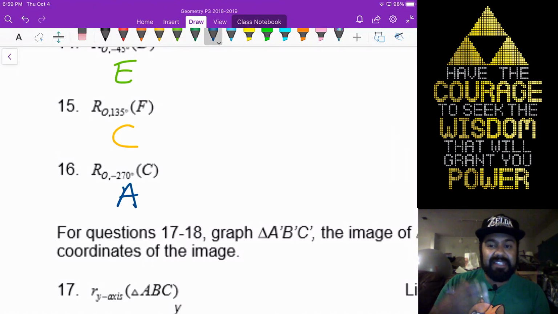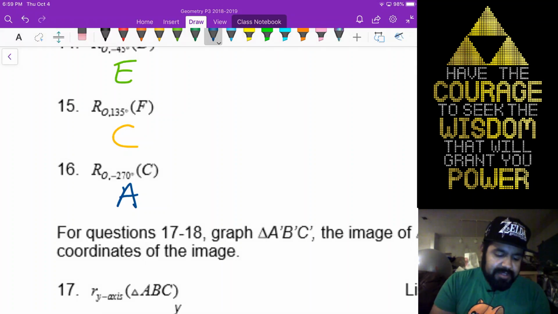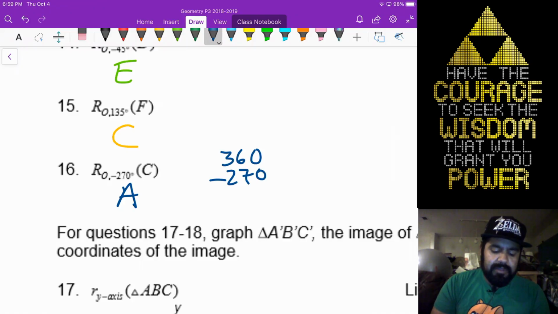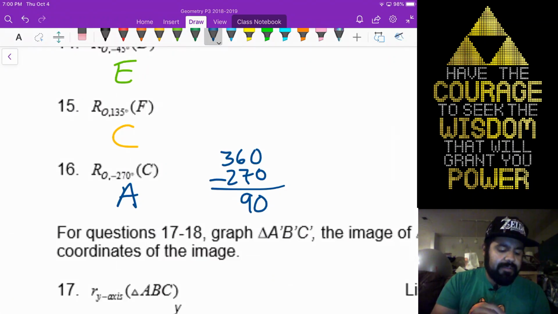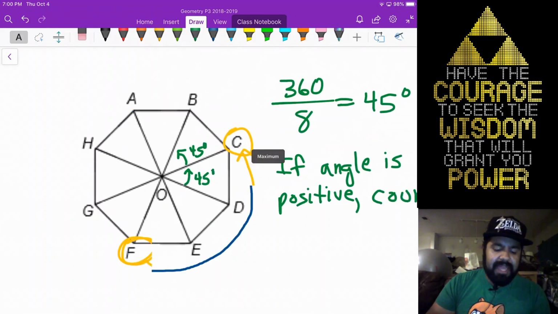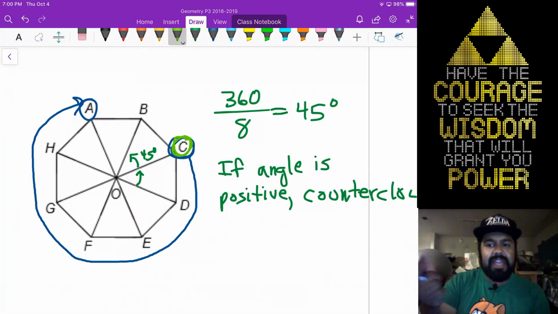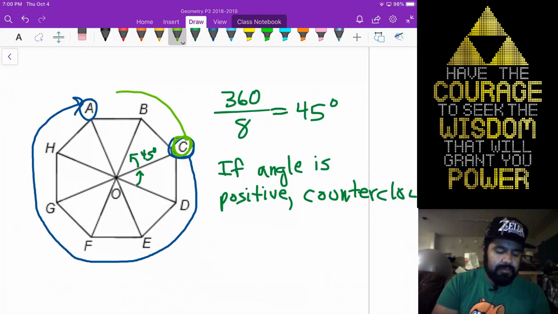Another way of doing this is if I say, hey, Mr. T, 360 degrees is a full turn. So what I could do is I could say, hey, let's take 360 and take away the 270. We're simply going to be left with 90 degrees. Well, 90 degrees right now is a positive angle. So if I start back at letter C, and instead I go 90 degrees, would you look at that? I end up right back at A.